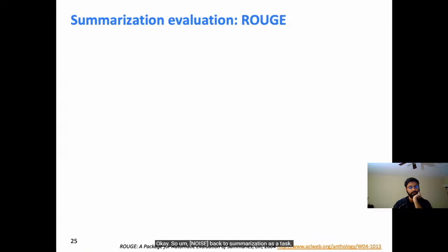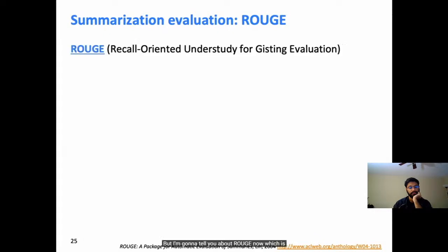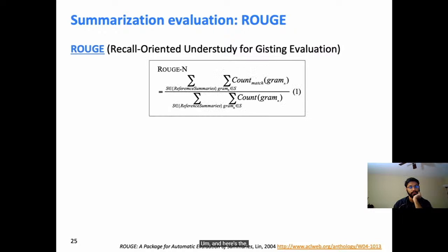Okay, so back to summarization as a task. I can't remember if we talked about ROUGE already. We've certainly talked about BLEU, but I'm going to tell you about ROUGE now, which is the main automatic metric for summarization. ROUGE stands for Recall-Oriented Understudy for Gisting Evaluation. I'm not sure if that was the first thing they came up with or if they made it like that to match BLEU. Here's the equation for, I suppose, one of the ROUGE metrics. I'll tell you more about what that means later. And you can read more in the original paper, which is linked at the bottom.